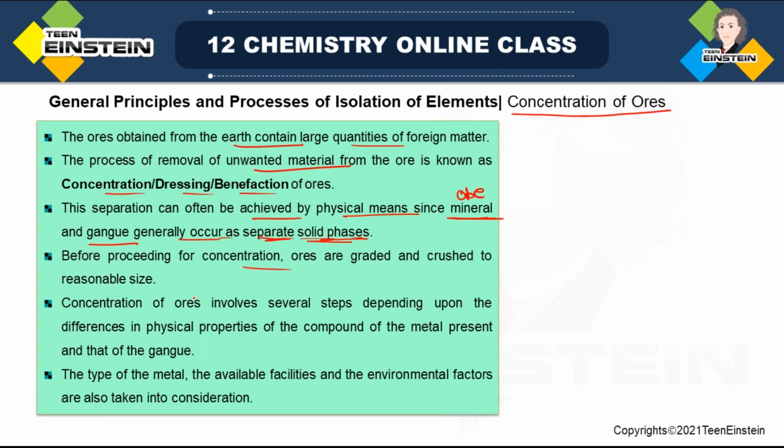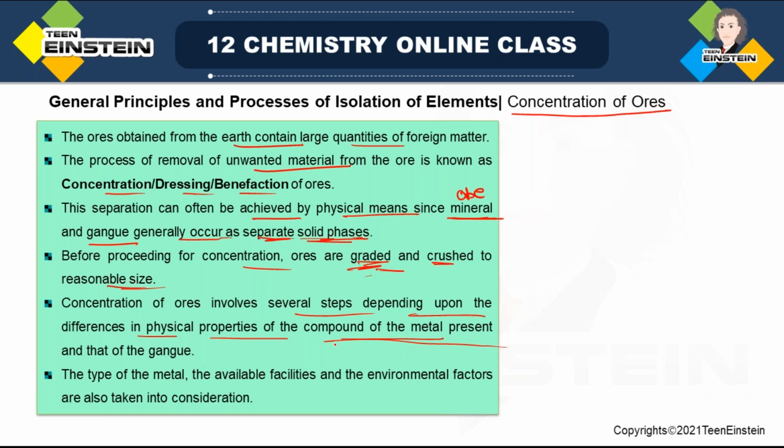Before proceeding for concentration, ores are graded and crushed to reasonable size, because when it is obtained naturally from the earth's crust, it may be present in very large chunks, which are not easy to handle. So for better handling we have to grade them and crush them so that the size is reasonable. It involves several steps depending upon the differences in physical properties of the compound of the metal present, because the metal may be present in the form of carbonate salt or sulfate salt or sulfide, oxide, different types.